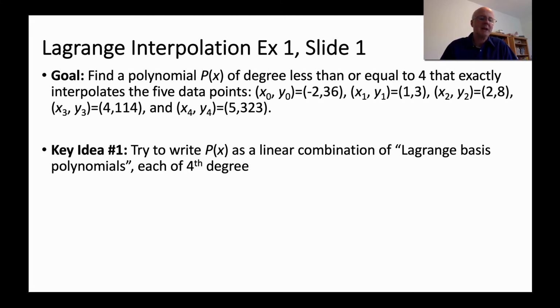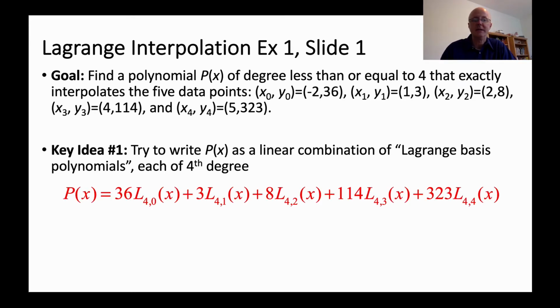Try to write p of x as a linear combination, as in linear algebra, of what are called Lagrange basis polynomials, basis as in linear algebra as well. These Lagrange basis polynomials each have fourth degree. And here is the form of the polynomial. The weights are 36, 3, 8, 114, and 323.